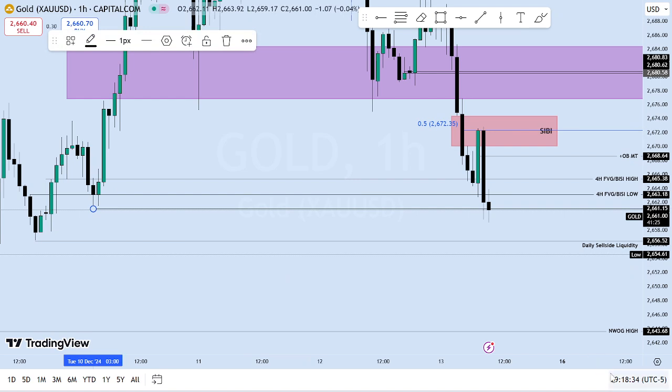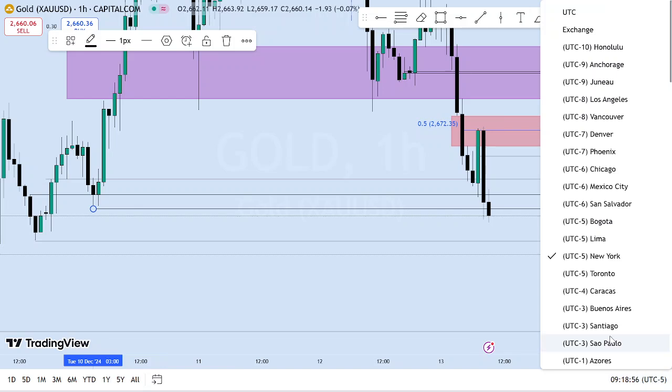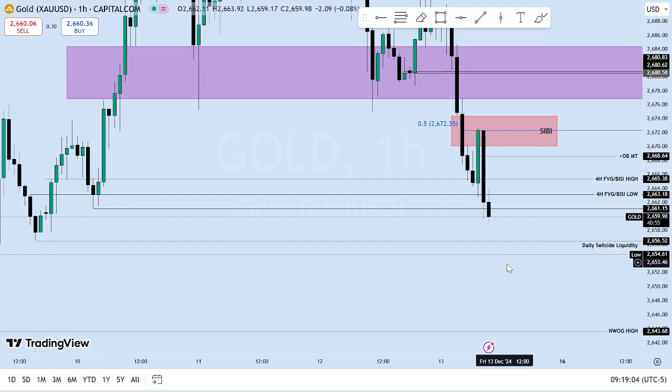Going into this, can you see my time at the right side? This 9:18. Can you see my time? Hello? No, at the right side of my screen. Okay, now 18. Yeah, 9:18. It works with New York time. This is New York time. You can set your time here for your TradingView. It works with New York time.